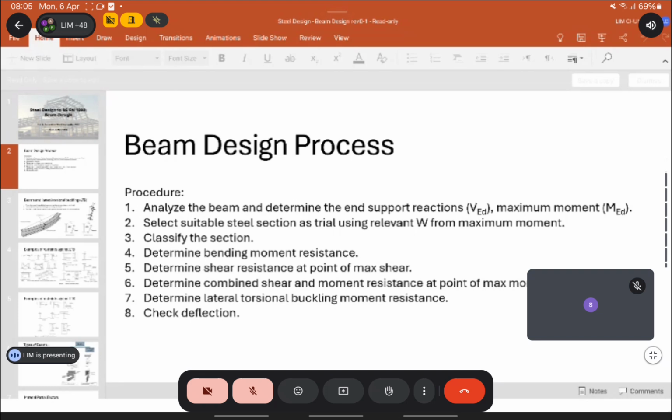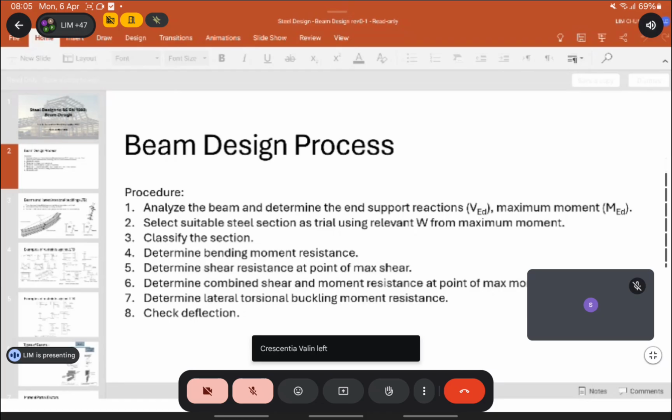Okay. And then next, you have to classify the section to see whether it's class 1, 2, 3, or 4. Only then can you determine the bending moment resistance. Once you determine that, you determine the shear resistance at the point of maximum shear. Then you have to check both together. You cannot check them individually, because if bending moment and shear exist at the same place, you have to check your beam for combined shear and moment together.